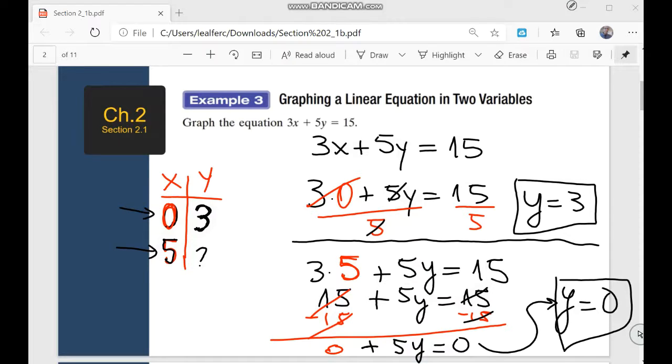Now we have 2 points. We have 2 points here. The first point is x equals 0, y equals 3. The second point is x equals 5, y equals 0.